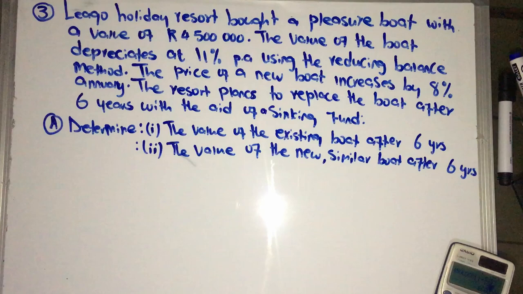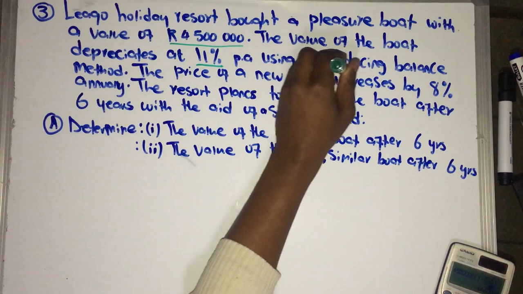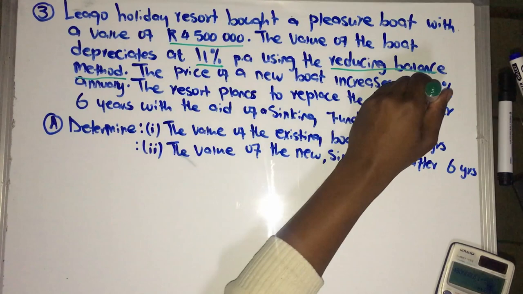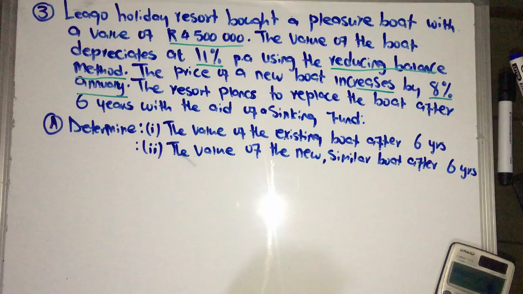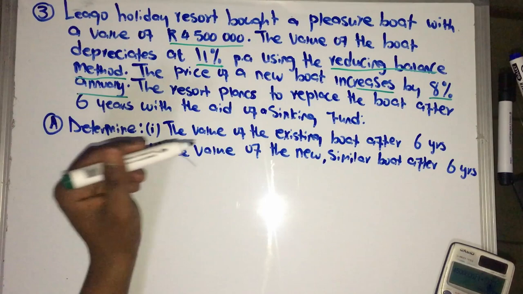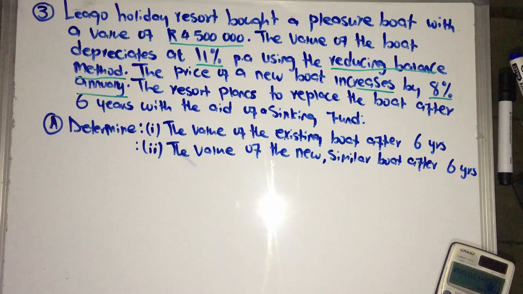Okay, so analyzing the question, the holiday resort bought a boat. That boat cost 4.5 million rands, and it loses value at 11% by reducing balance. This is an important method. And the price of a new boat increases by 8% every single year. The resort plans after 6 years to get rid of the old boat and buy a new boat.